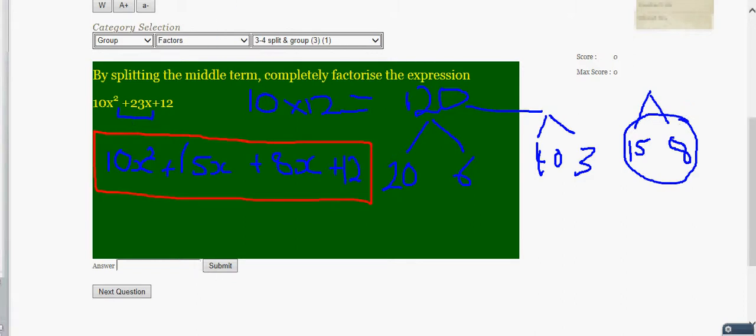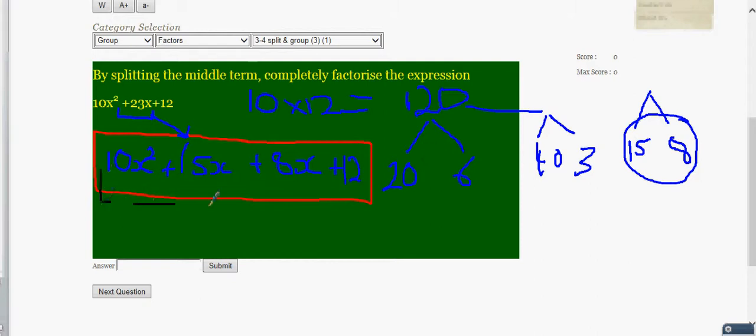Okay, so as you can see there, I've rewritten the expression. I've split the plus 23x into 15x and 8x. The reason I did that was a particular trick, because we took the 10, multiplied it by the 12, we got 120. We looked at the factors of 120. We picked out 15 and 8 because they add to give us 23. Okay, so this is exactly the same expression. We've just broken up the middle part of it into plus 15x plus 8x using this particular trick, the method that we have. We then continue as normal.